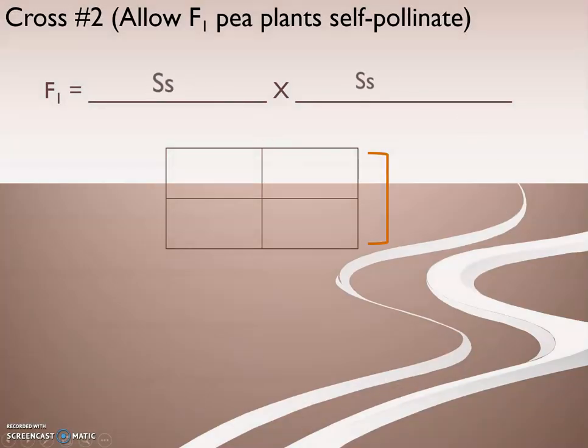So we're going to take big S, little s with big S, little s, put them outside the box, and then let's put them together. Box number 1, two capitals, box 2, big little, box 3, big little, and box 4, two lowercase s's. Now this is our F2 generation. This is where we stop with our crosses, so we're not going to put anybody else together. We're just going to analyze from this point on.